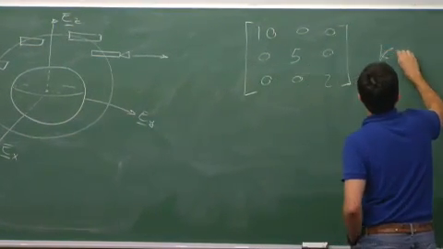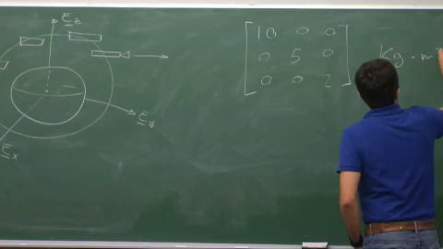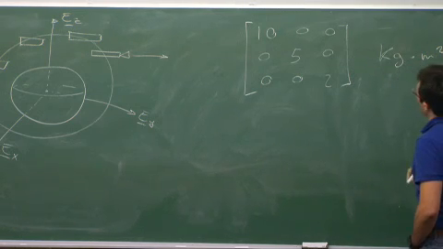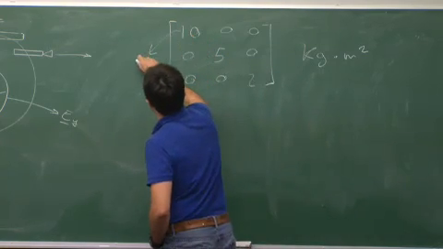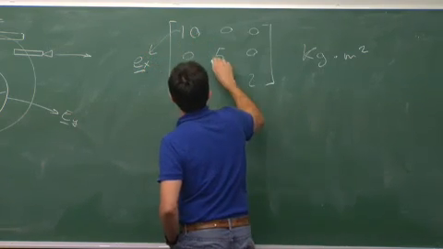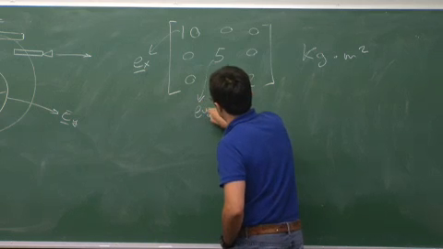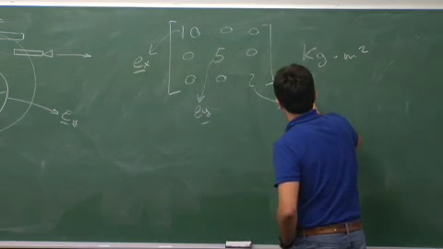These are kilograms meter squared. And these will correspond to some body axis EX. This will correspond to some body axis EY. This will correspond to some body axis EZ.